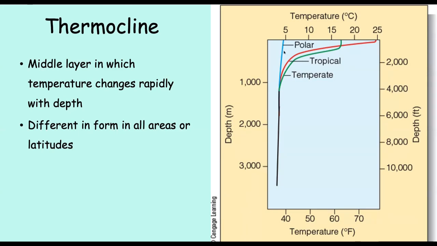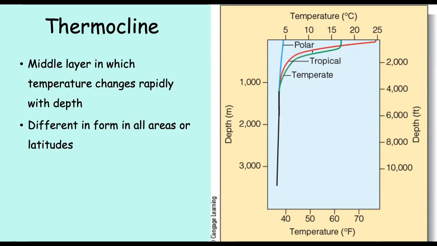Over here in the blue, we have the thermocline, or the temperature change along depth, in the polar ocean. Notice that there is no thermocline. It's a straight line. The temperature at the surface is very close to the temperature at the bottom.